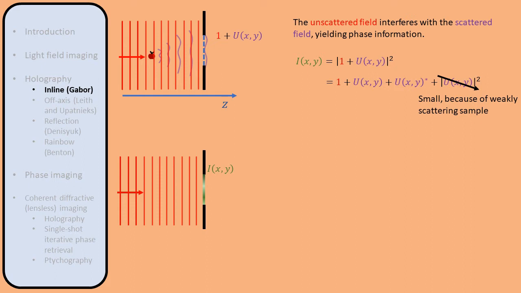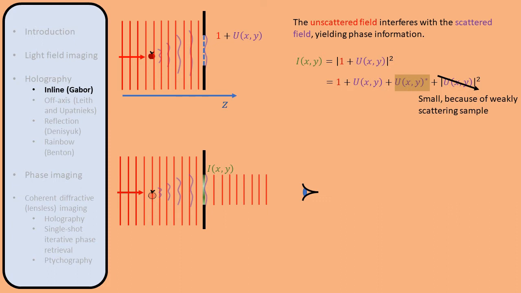The transmitted field consists of an unscattered field and a scattered field, which together form a field identical to the field produced by the original object. Therefore, if we look at the hologram, it will be as if we're looking at the original object. In other words, a virtual image of the object is formed. However, there is also an additional term that is equal to the complex conjugate of the scattered field.